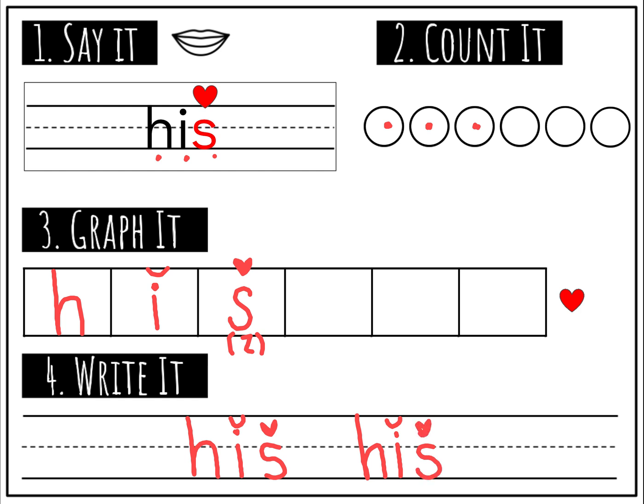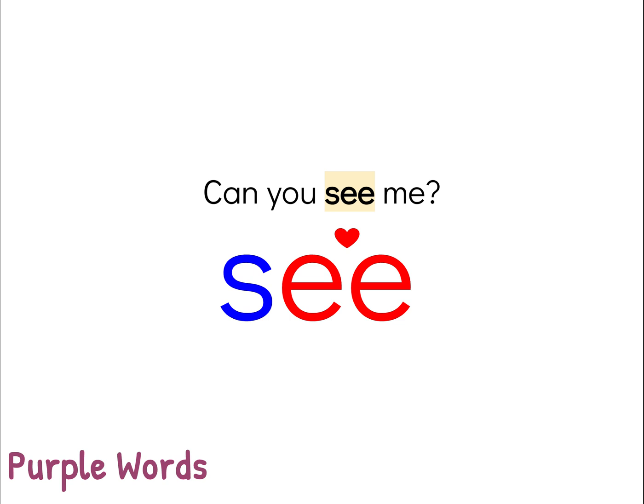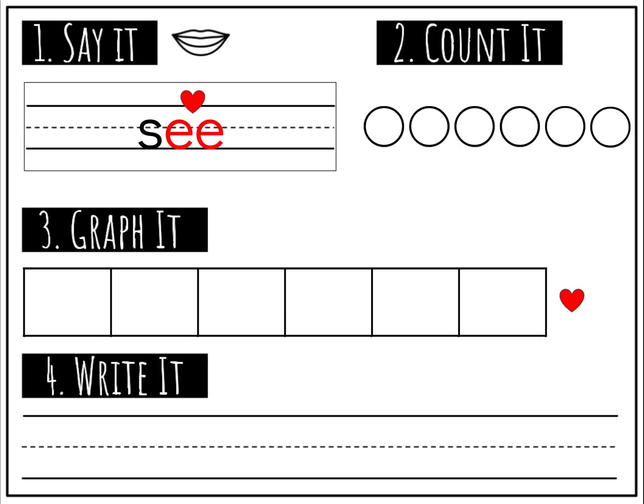His. Now we're going to erase, but I just click erase all, but you just erase with your eraser. If you need to pause, you pause before we move on to our last word. The last word that we have here is the word see. See, like in the sentence, can you see me? See. So go ahead and write C at the top, S-E-E. I noticed that the E-E has a heart, and we are going to talk about that.